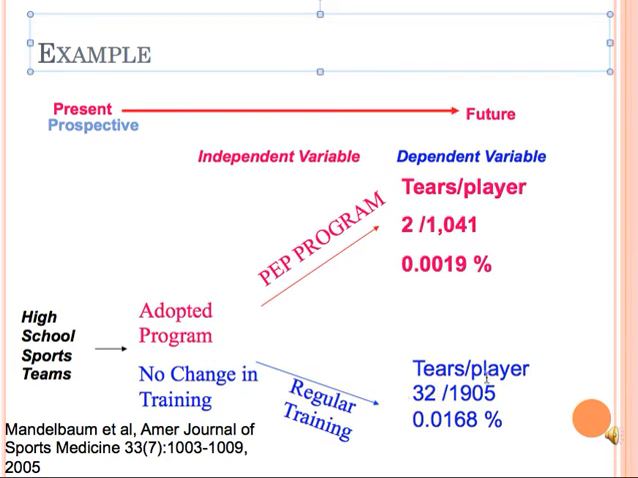So there were many, many more tears per player in the control group. The treatment was successful. But that's an example of a cohort study because there's no randomization at baseline.